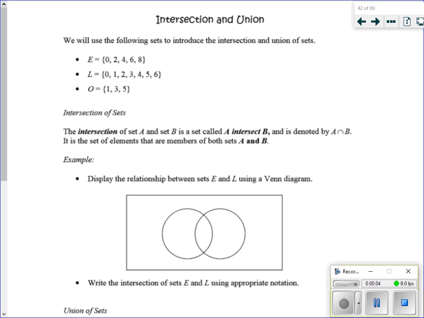Our lesson today can be found on page 46 in your notes booklet. We're going to talk today about intersection and union.